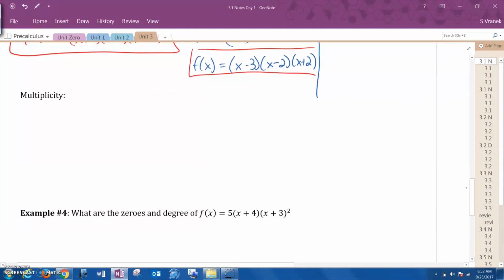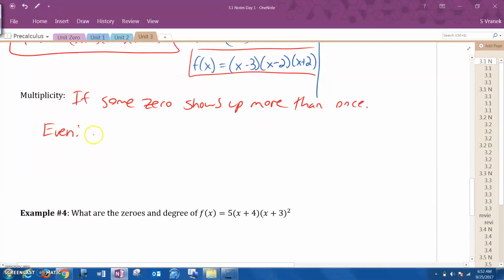So multiplicity. It basically is asking you how often does a 0 show up. So if some 0 shows up more than once, here's what happens. If you have an even multiplicity, which means you have an even number of that one 0, we'll say that's a multiplicity of 2, for example. What it looks like on the graph at the x-intercepts is that the graph will, let's say this is my 0 that has a multiplicity of 2, it'll bounce or just touch. So it touches, or you can use the word bounces.